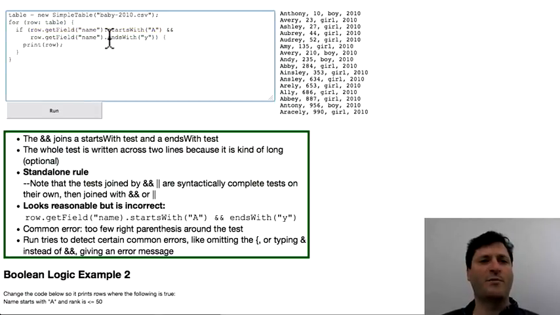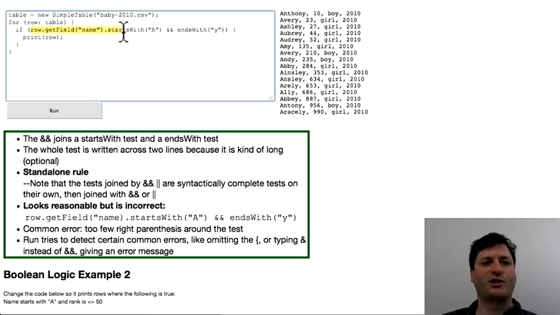There's one form of the code that looks right but is wrong, so I'll create that here. If you just write it this way, I'll pronounce it: row.getFieldName dot starts with A and ends with Y. To the ear, a human would know what that means, but this code does not work. The problem is the second term on its own doesn't make sense.